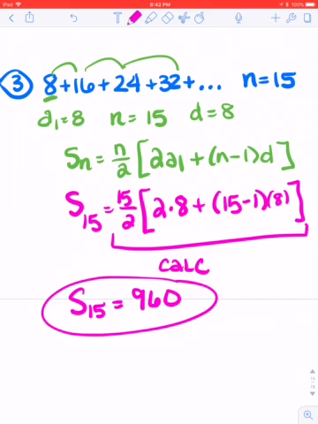Okay, go over the ones we did in class today and over the stuff we did in our foldable.